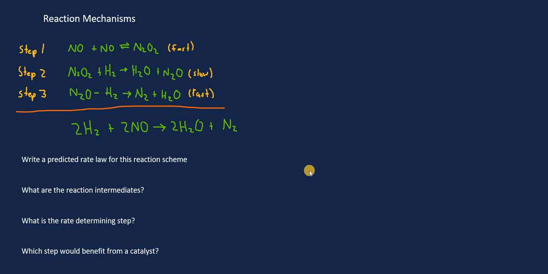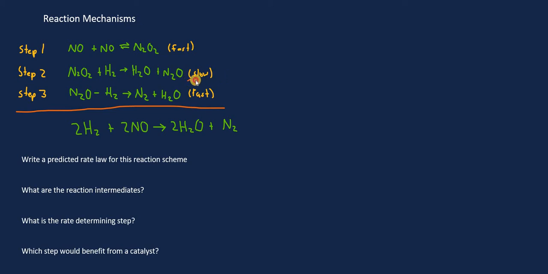In this video, I'll be talking about reaction mechanisms. So reaction mechanisms allow us to see a scheme of a reaction that ultimately culminates in the overall reaction. Very rarely do reactions happen as we write them. They typically happen in a sequence of steps, with some of those steps being faster or slower than others.